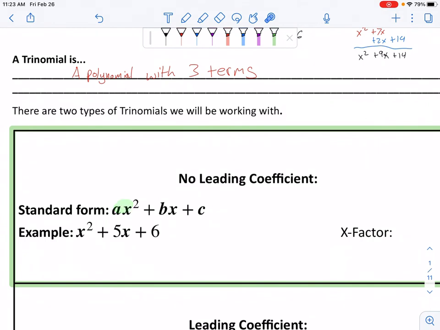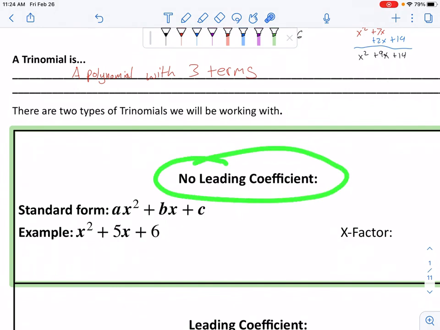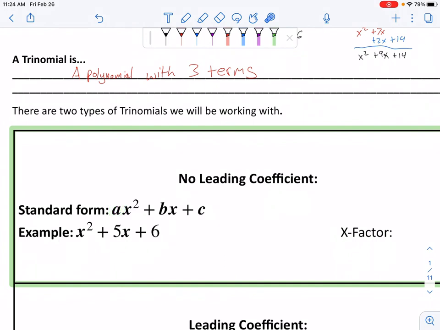So standard form is there's a number times x squared plus a number times x plus a number by itself. And these could be plus or minus. So an example would be 1x squared plus 5x plus 6. And there's no leading coefficient, so it's really just if a equals 1. So our first term here has a 1. So we could say a equals 1 would be the other way to look at that.